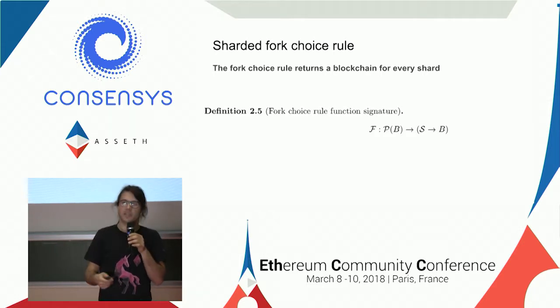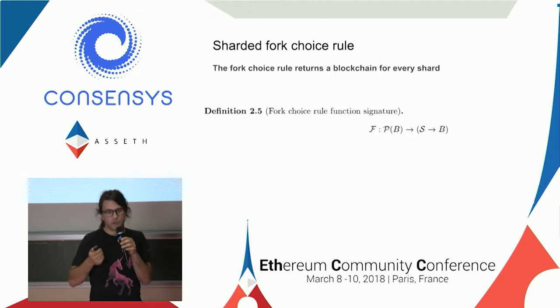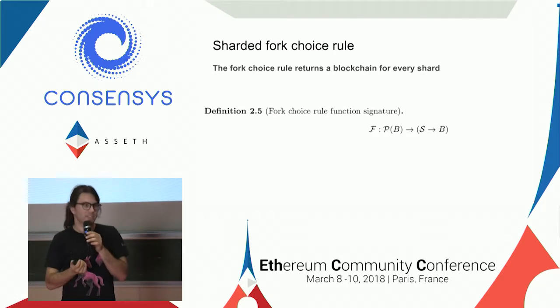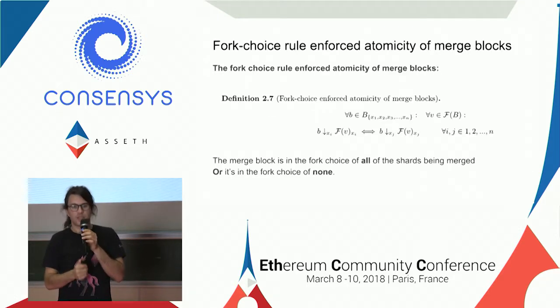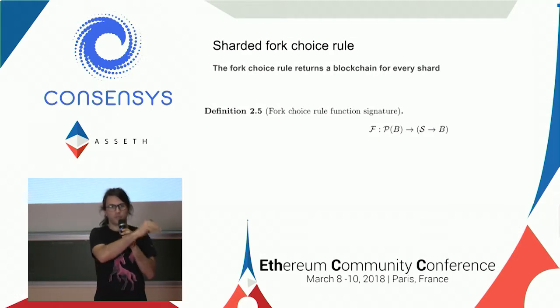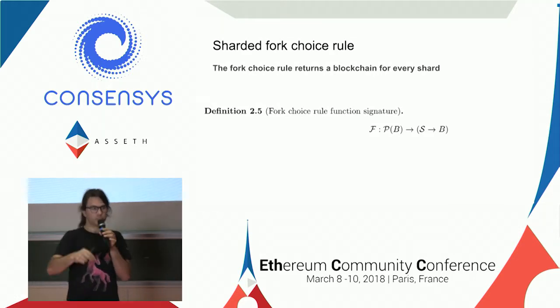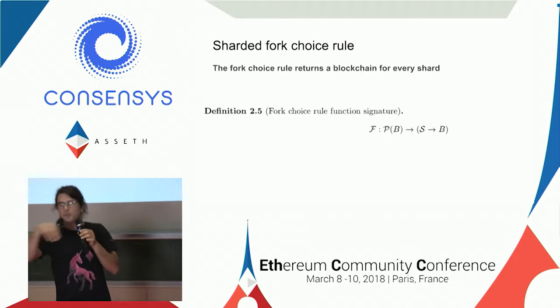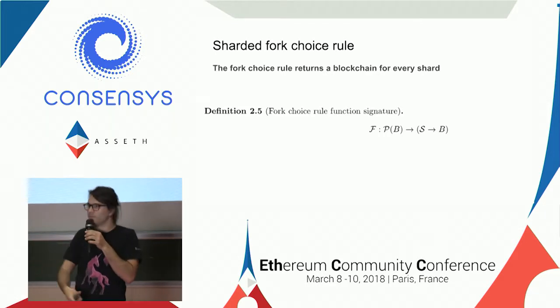Now, thankfully, you're not going to need to evaluate it for every shard, but that's the function signature anyway. So you can say, look, I evaluate the fork choice rule for this protocol state and this shard and find this block. You don't have to go and evaluate it for every single shard.